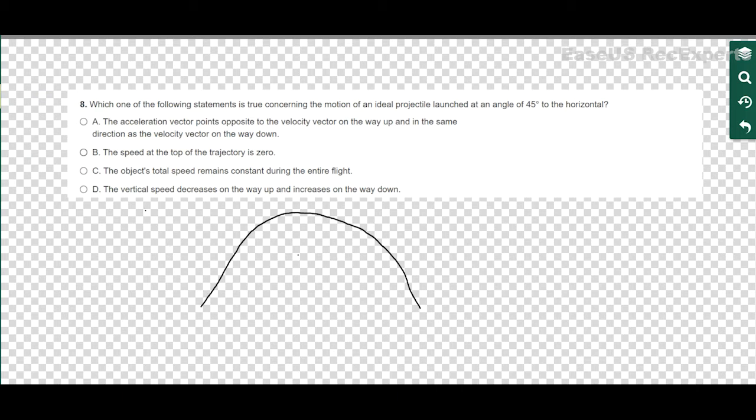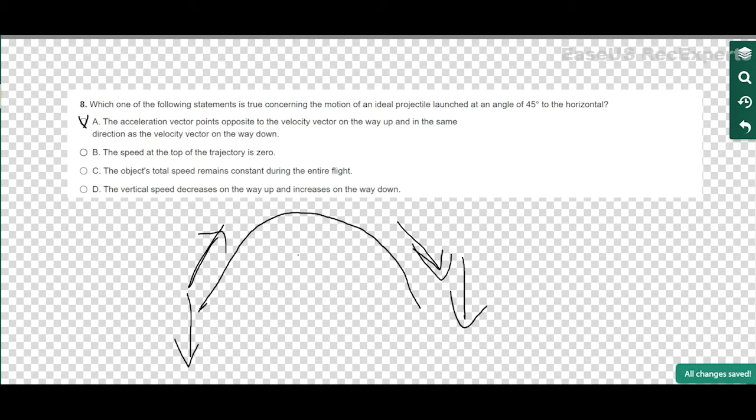So now let's read option A. The acceleration vector points opposite to the velocity vector on the way up and in the same direction as the velocity vector on the way down. So your acceleration vector is gravity, which points straight downward, but your initial velocity vector is going to be heading this way, right? Which is not the opposite direction here, and it comes down this way, which is not the same exact direction. So you will have to cancel A out.